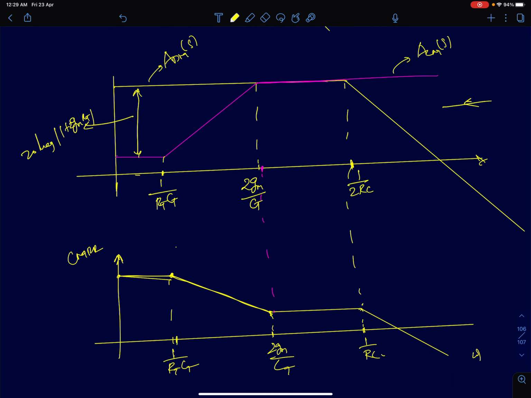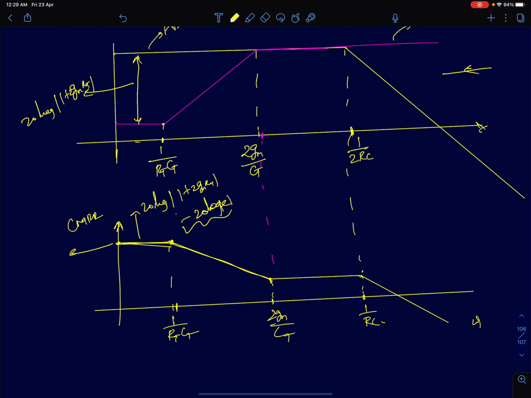If I plot this, the CMRR is going to be flat here. This value is going to be 20 log of 1 plus 2 GM RT minus 20 log of mod E. So you have to subtract these two plots and add this term, minus 20 log of mod E. That's the peak value. As soon as we encounter the zero, common mode gain starts increasing, so CMRR will decrease until it reaches 2 GM by CT. At that point, ACM becomes equal to ADM, so the difference between ACM and ADM is 0. This value will just be minus 20 log of mod E. It will remain constant till 1 by 2 RC.